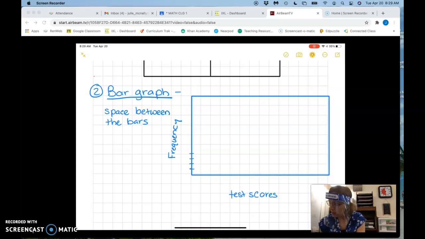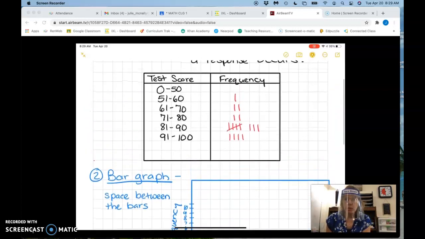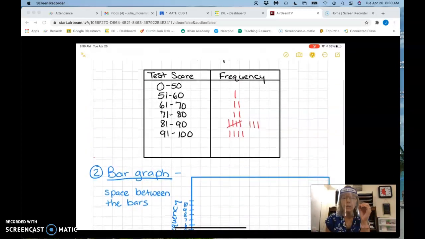So I'm going to do every half line for this way. I'm going to go up to 10. And then in the other direction, I'm going to write my test score values. And then we're just going to shade in the bar graph according to our data in the previous chart that we made. So between 0 and 50, I had nobody.